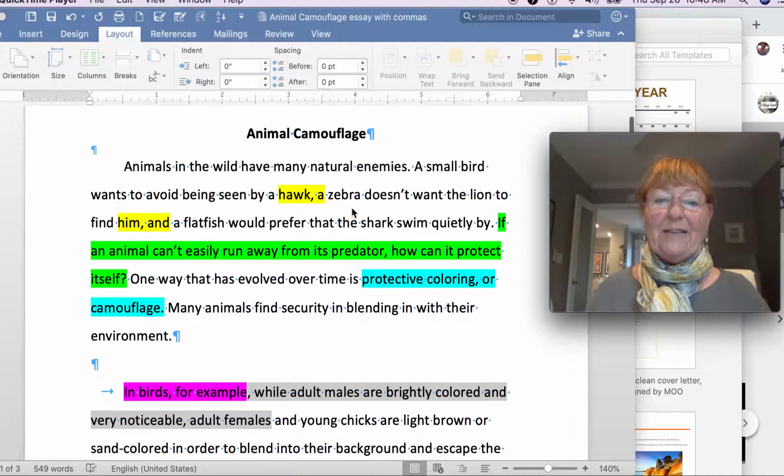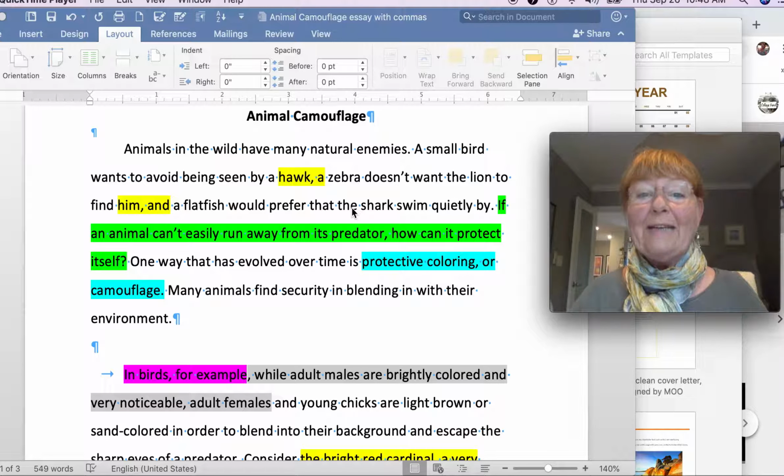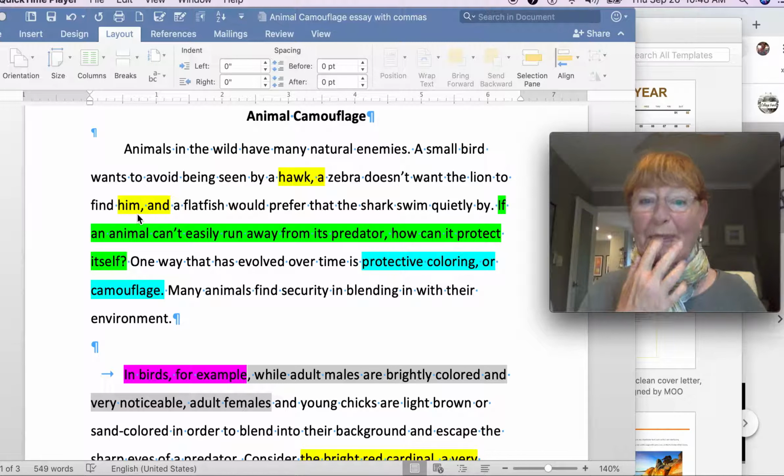All right, so here's the essay called Animal Camouflage again. Look at the second sentence. It says, a small bird wants to avoid being seen by a hawk, comma, a zebra doesn't want the lion to find him, comma, and a flatfish would prefer that the shark swim quietly by. There are lots of things we could say about the grammar of that sentence, but let's look at the commas. There are two of them: after the word hawk and after the words find him. What that is, is comma in lists.